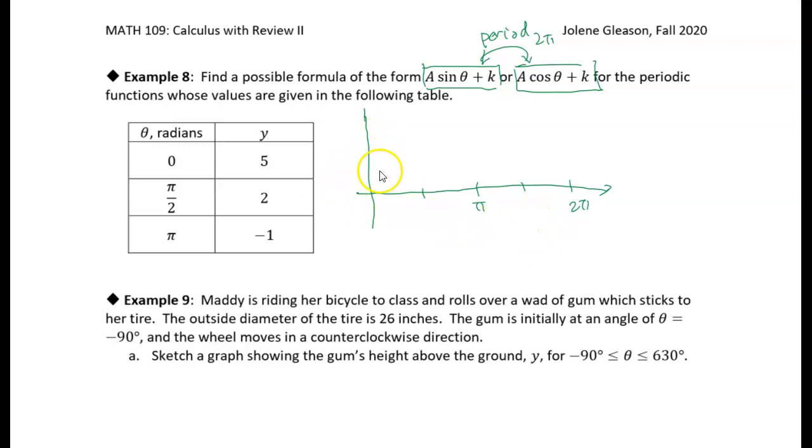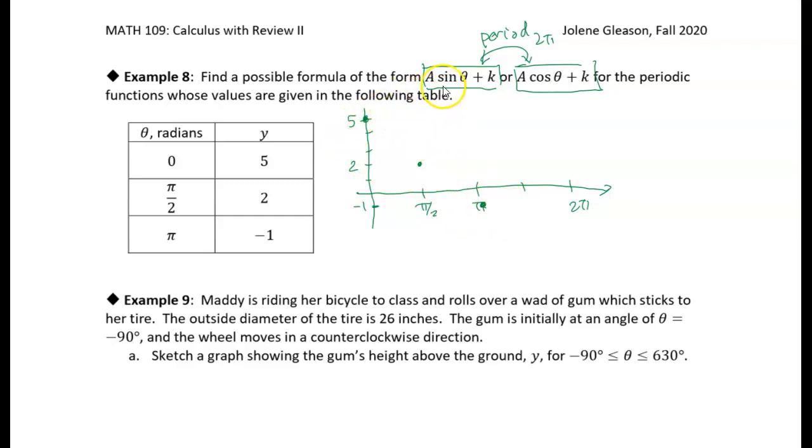So at 0 radians we're starting at 5. Let's see, 1, 2, 3, 4, 5. So we're starting up here. And at pi over 2, we are down to 2. So right there. And then at pi, we're at negative 1. So there's minus 1. That looks like it's right in the middle there. That's all we've got.